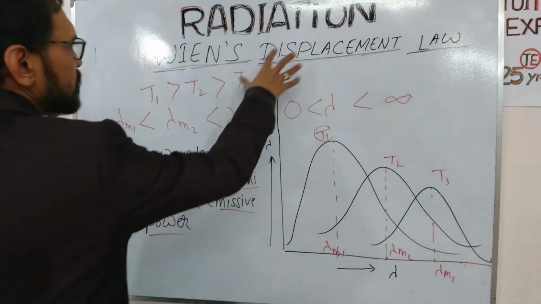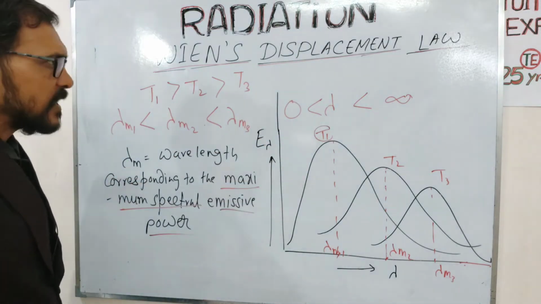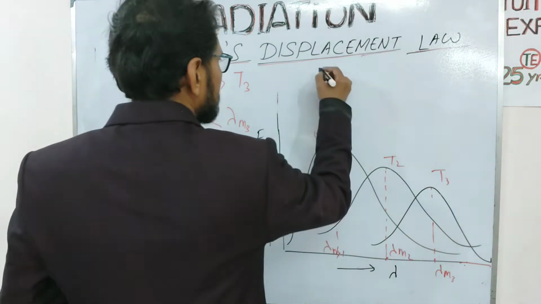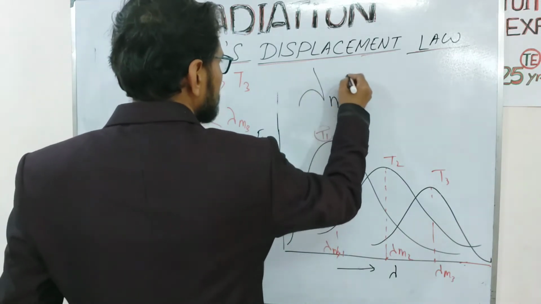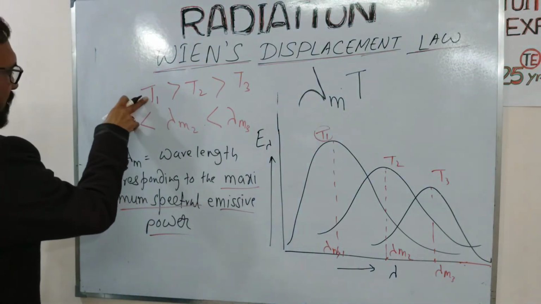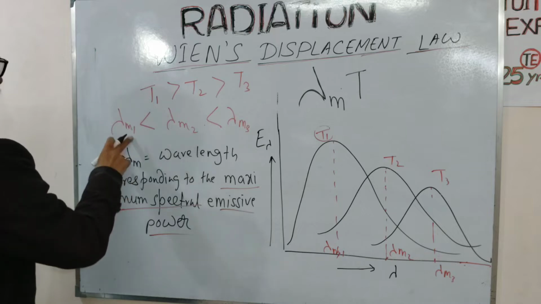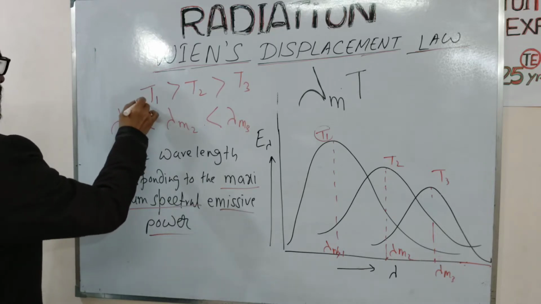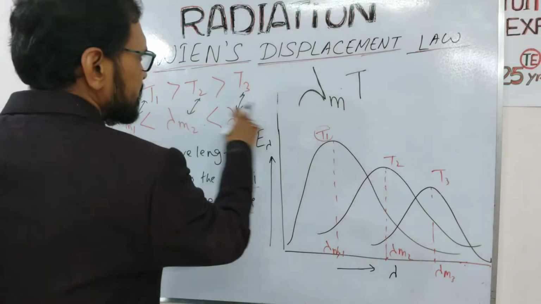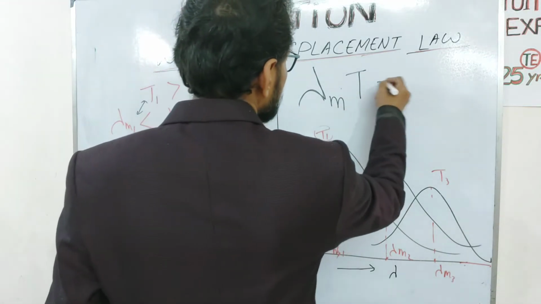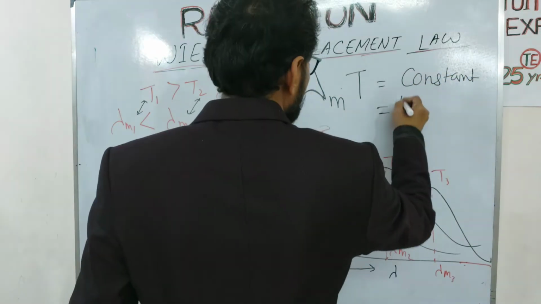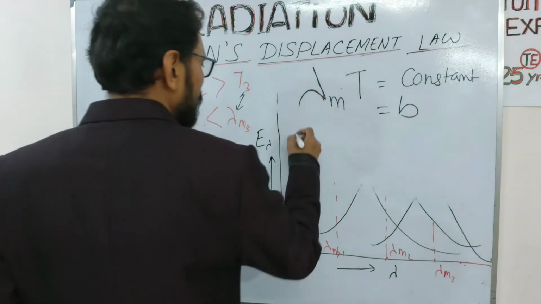Now what does Wien's displacement law say about this graph? Wien's displacement law states that lambda m into T, this becomes greater, this is more and this is short. So the product of these is constant. That is, in general form, lambda m into T equals constant. This constant term is b, and b is called Wien's constant.